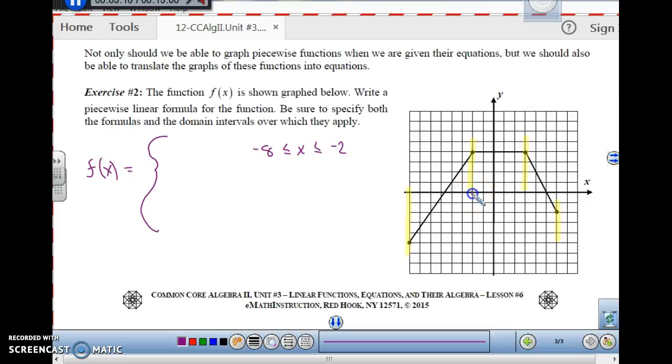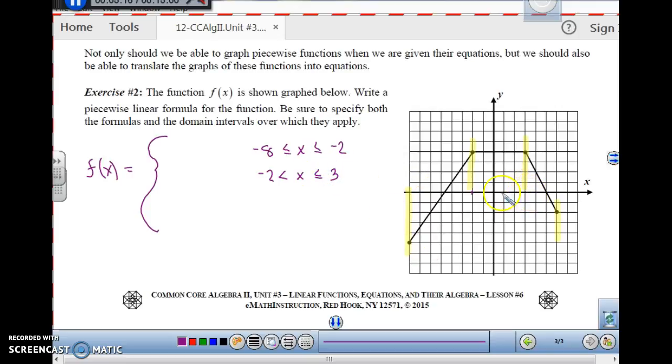My next domain value would go from negative 2 until I get to 3. Now, since I use negative 2 for this one, it tells me that at this point they will have the same point. So one of these has to be equal to, and one of them is going to be not equal to. It doesn't really matter which one. So this one goes from negative 2 to 3.